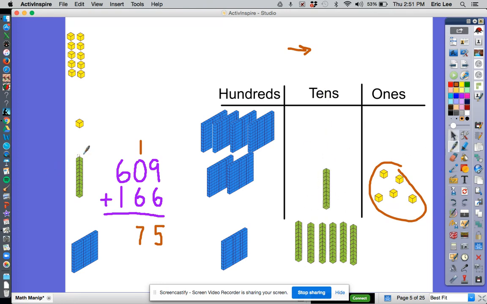Now that my tens are done, I'm going to add my hundreds. 6 plus 1 equals 7. So here's my 600s plus my 1. There's 700. So I have 700s here. I have 7 tens in my tens column right there.